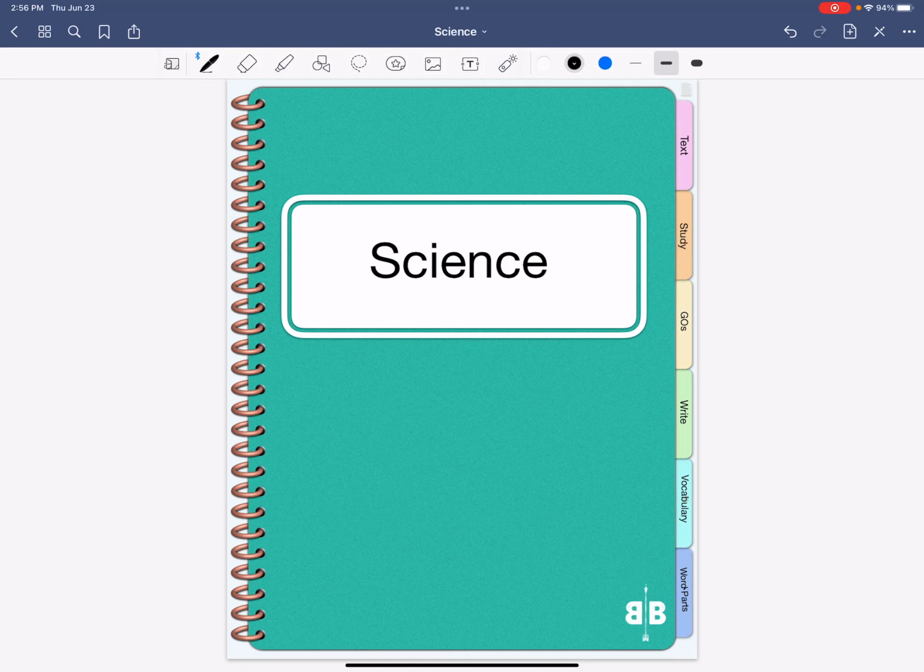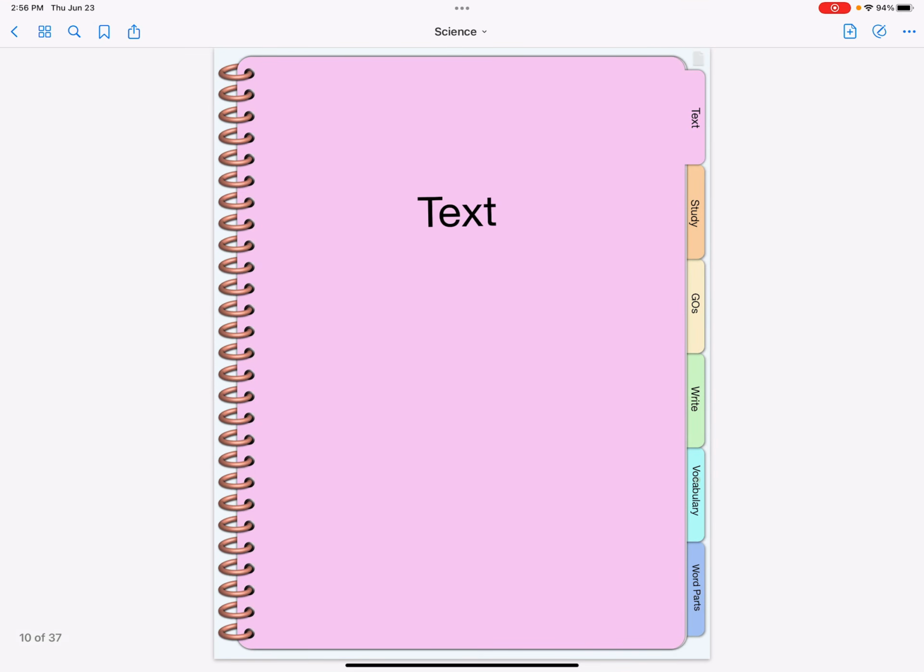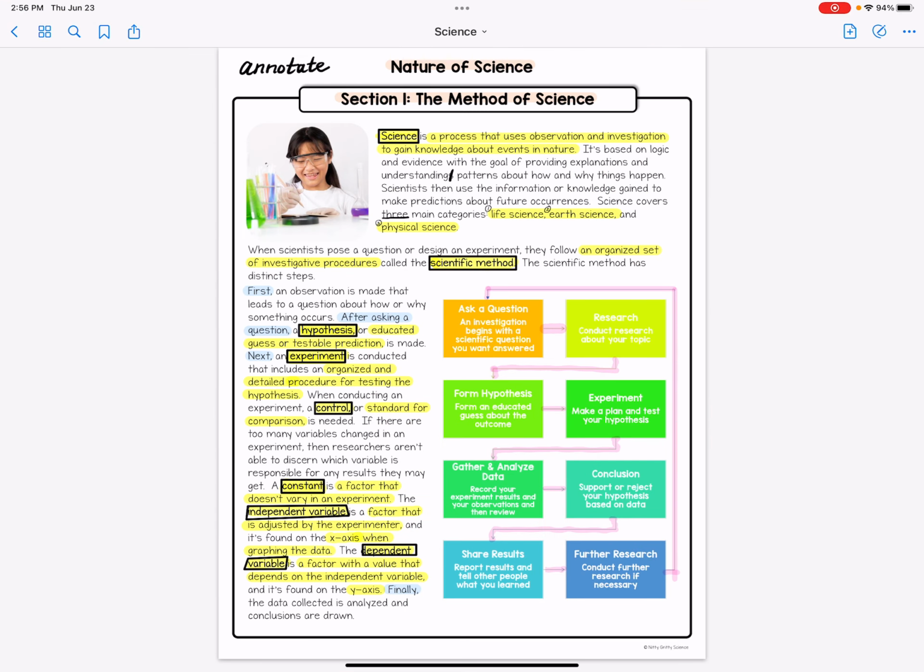In this video, we are going to be working in the vocabulary section of our notebooks. We are also going to be using the text section. So if you recall, we annotated this first lesson, the nature of science, the method of science, and we're going to be using this annotated page and some vocabulary words to develop science vocabulary.